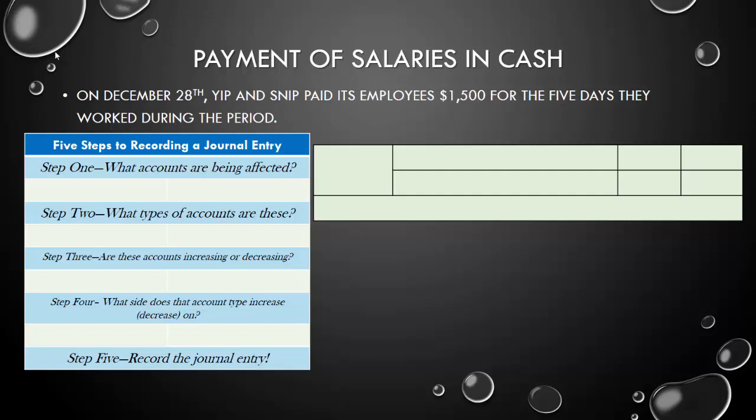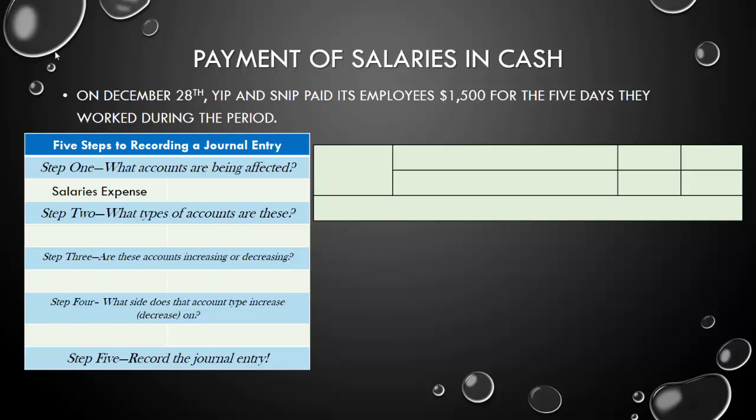Here is a period entry for the payment of salaries in cash. On December 28th, Yip and Snip pays its employees $1,500 for 5 days that they have worked during the period. So they worked all these days during the period, and they're going to pay them in the same period in which those salaries were earned by our employees. So we have to recognize that expense.